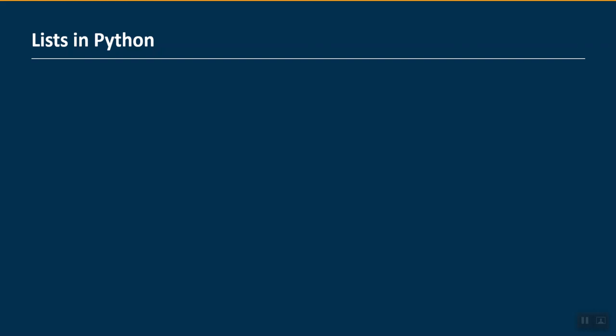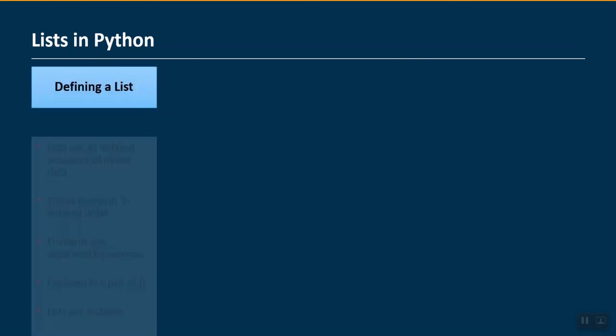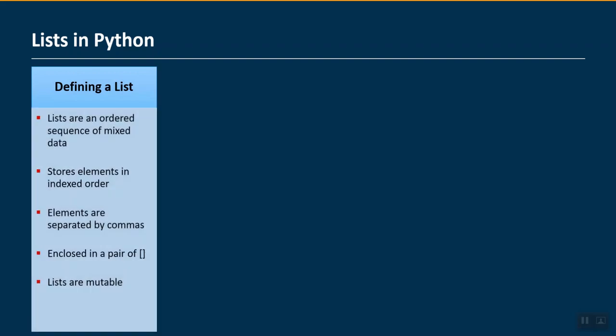Now that we have learnt about lists and different methods and functions on the list, let us have a quick revision on what we learnt in this video. We started with defining a list. Lists are ordered sequence of mixed data which stores the elements in indexed order. Elements inside a list are separated by commas and enclosed in a pair of square brackets. Lists are mutable, which means we can modify or edit the list.